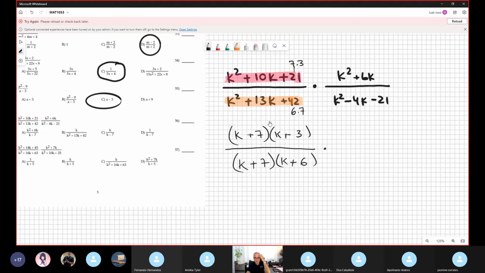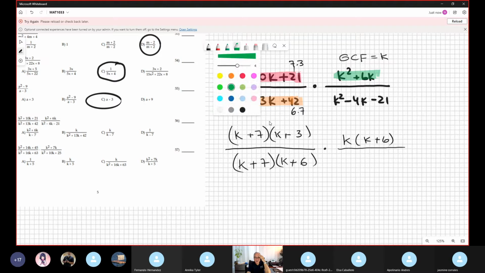So let's focus now on this expression. This expression is a binomial, not a trinomial. It's no difference of squares, no difference of cubes, it's basically GCF. The GCF is obviously k. We factor k, and we have k plus 6. Cool. Now let's focus on the last expression.